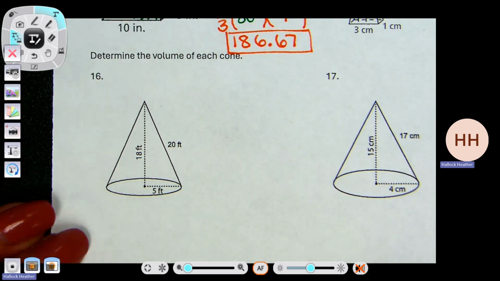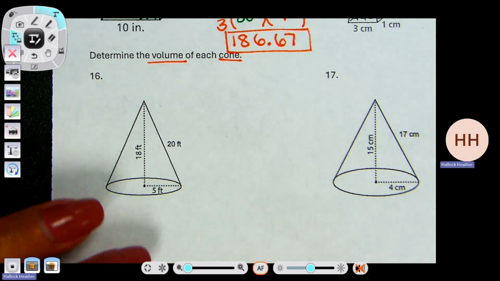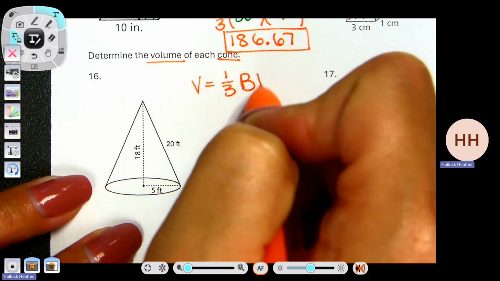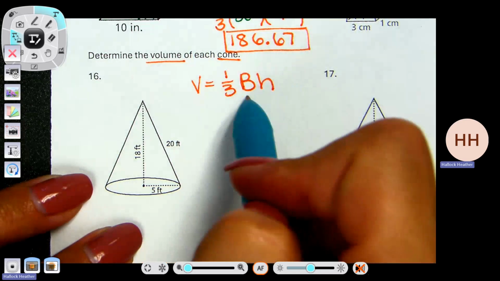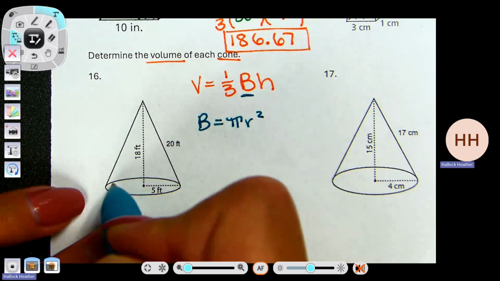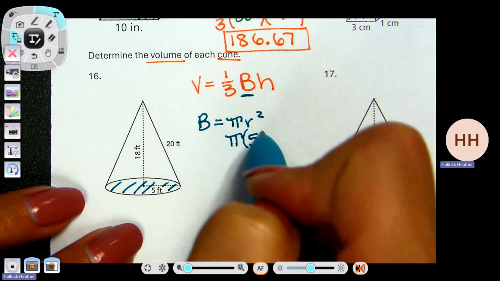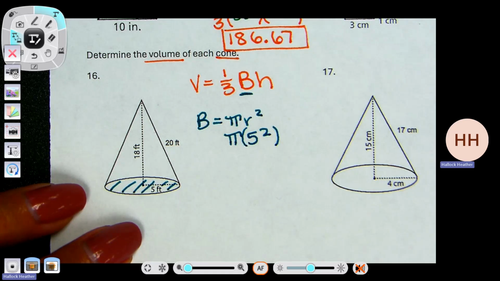We're going to do 16 and 9. 16 says the volume of a cone. What's your formula for volume of a cone? Good. It's the same formula, but big B is not length times width anymore. It is pi r squared because your base is a circle. So we're doing pi times 5 to the power of 2. The nice thing is if you type that in, Desmos will automatically pop up the answer. You don't have to do the exponent first.